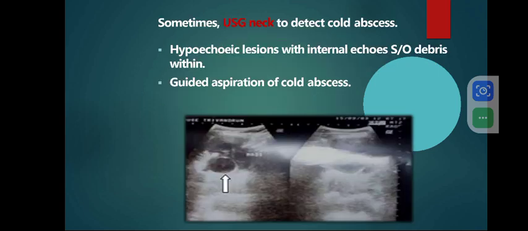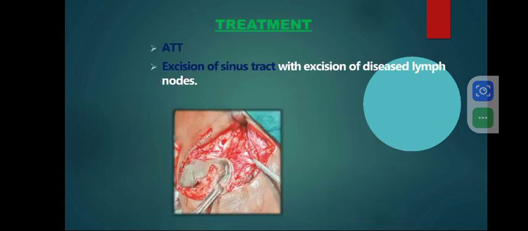Sometimes USG neck to detect cold abscess can be done: hypoechoic lesions with internal echoes, so debris within, guided aspiration of cold abscess. Treatment: ATT, excision of sinus tract with excision of diseased lymph node.